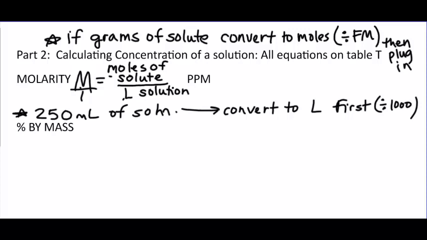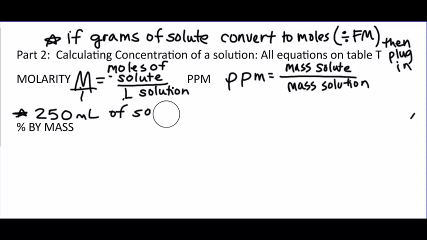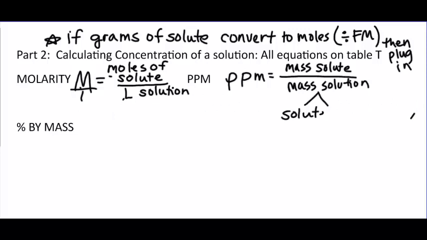Okay? Parts per million. Parts per million is equal to the mass of the solute. So this time it is mass, not moles, divided by the mass of the whole thing, which is the solution. Remember, the solution is your solute and your solvent added together. There's 2 parts of a solution. The solute, which gets dissolved, and the solvent, which does the dissolving.